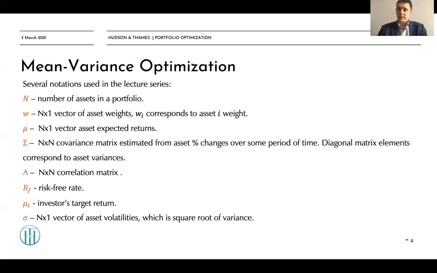Next, by the notation sigma, we denote the N by N covariance matrix, which is estimated from asset percent changes over some period of time. And the diagonal matrix elements correspond to asset variances. So the covariance matrix is quite widely used in statistics and probability theory, and of course, this is the key part of portfolio optimization. So let's stop here and briefly discuss how to estimate the covariance matrix.